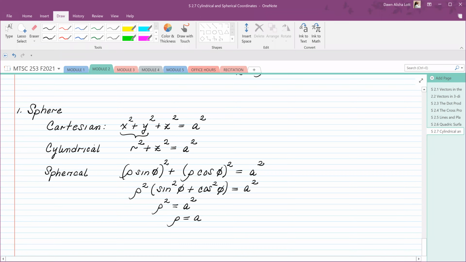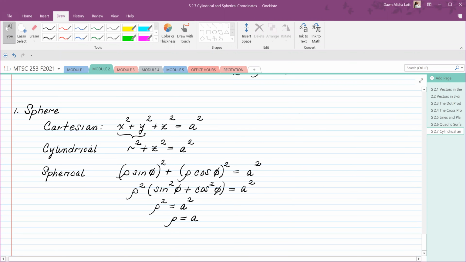So now I have it. For Cartesian, I get x squared plus y squared plus z squared is a squared. For cylindrical, I get r squared plus z squared is equal to a squared. And for spherical, I just get rho equals a. Nice and easy. Rho is equal to a.